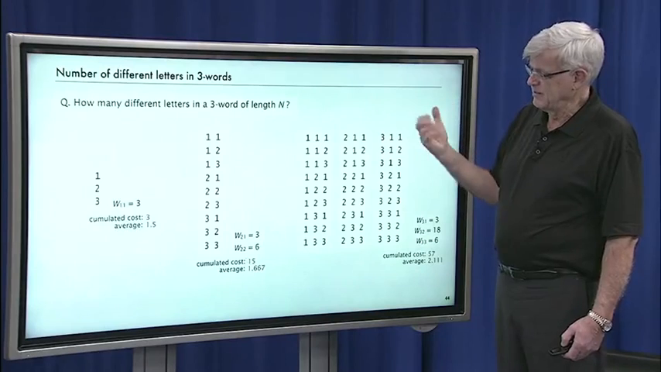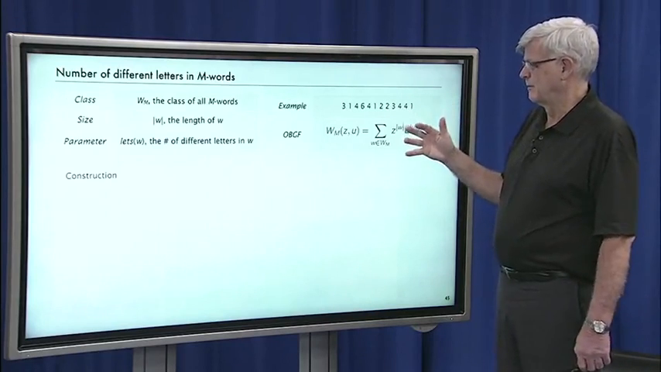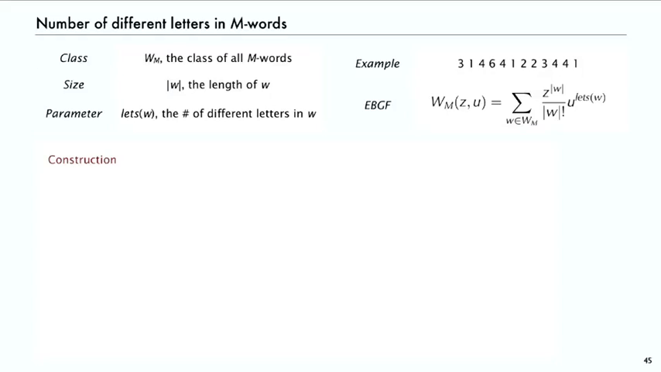So let's look at the use of exponential generating functions to solve this one. We have our class of all M-words. Our size is the number of letters in the word. Our parameter is the number of different letters in the word. So we have the exponential bivariate generating function defined in the natural way. So what does our construction look like?